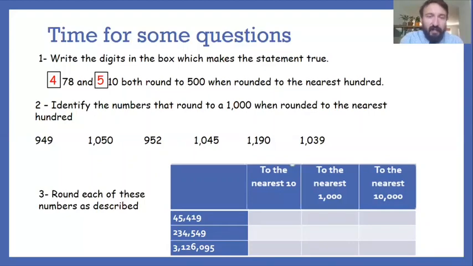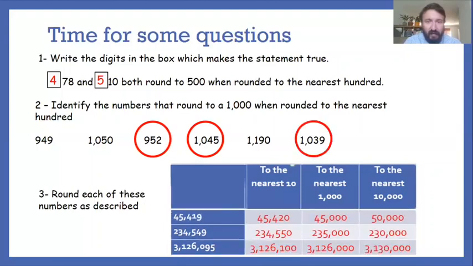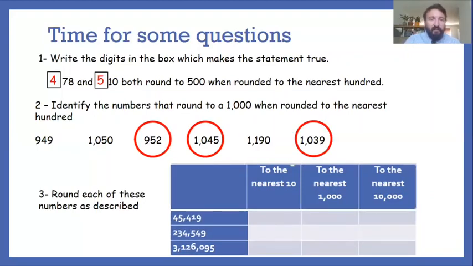Okay, I've got 1,045. So my star number again would be a 0. I'm going to look at my decider, which would be the 4. Is that 5 and above? No, it's not. So therefore, that number would round down to 1,000. I would complete the same process with the last 2 numbers there. I'm going to give the answers because I'm sure you don't need me to go through. And here we go. We have 952, 1,045, and then at the end we have 1,039.